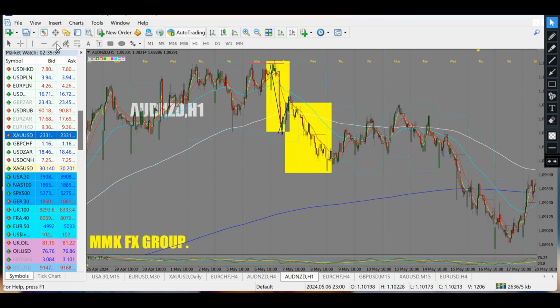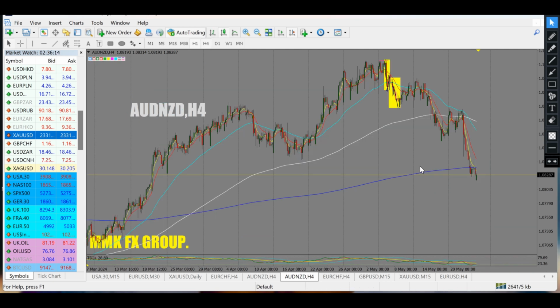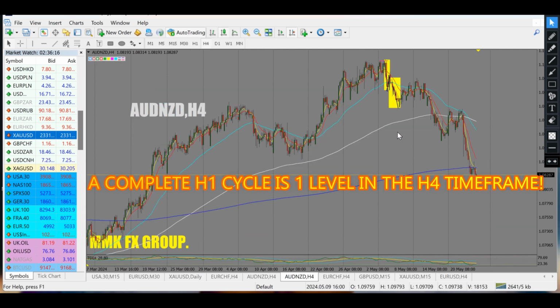Then we had a follow through the next day. But within that, you can identify another push and another push, giving you 3 levels. As you can see, the dealer then ended the week. So if you go to the H4, this is what you can see. This is all in 1 week, and we had a pullback.